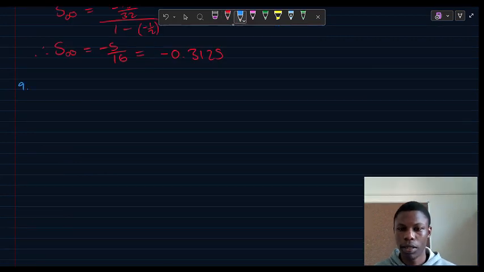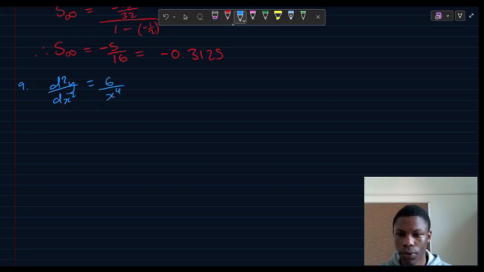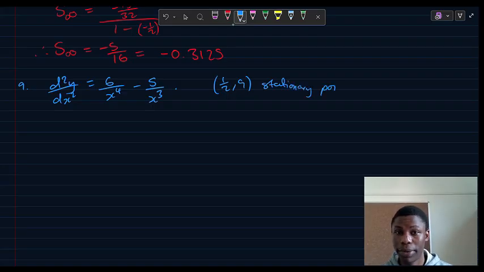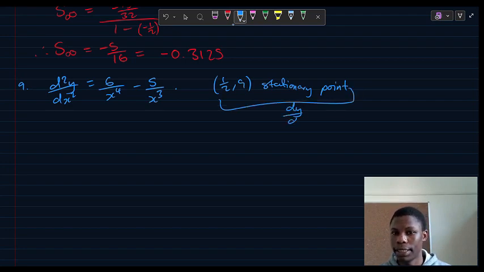Number 9. A curve is such that d squared y over dx squared is 6 over x to the 4 minus 5 over x to the 3. It is given that it's got a stationary point at (1/2, 9). So that's a stationary point. In my head, I'm already processing: I've seen a stationary point, dy/dx has to be 0, right?